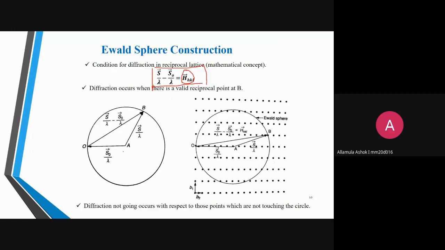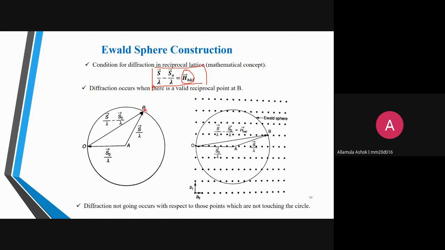So here I'm taking this as the incident ray, S naught by lambda, and with a radius of 1 by lambda, I'm drawing a circle. This is given by Ewald. It is called the Ewald sphere or sphere of reflection. This is the incident ray. This is the diffracted ray. To reach OB, it is equal to minus OA plus AB. It is equal to S by lambda minus S naught by lambda. If this point B is a valid reciprocal point, this is a condition for diffraction. If B is a valid reciprocal point, then only diffraction occurs.